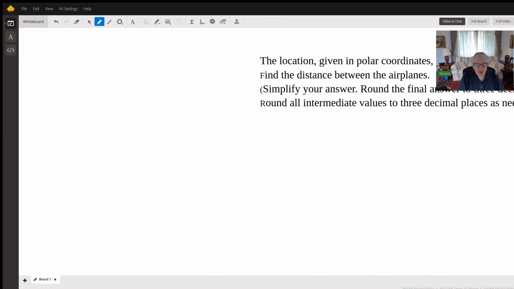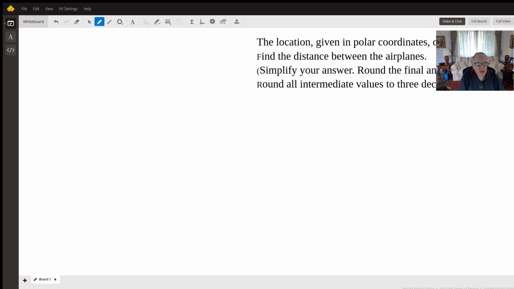This question has to do with polar coordinates and then working with those to find the distance between 2 points. So I'm going to just convert them over to rectangular and then use the distance formula. So let's just start looking at this.